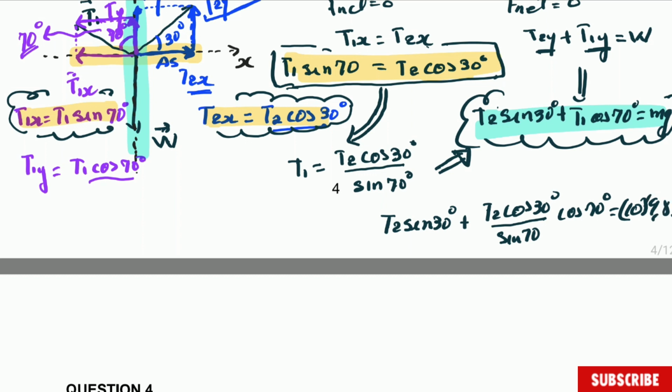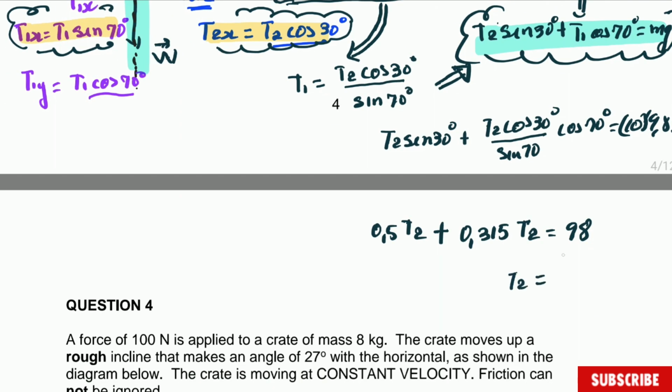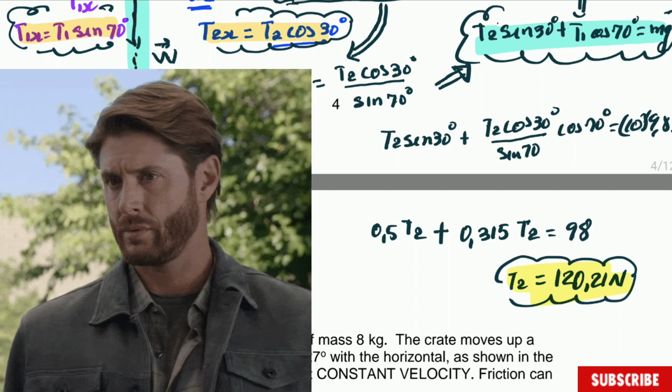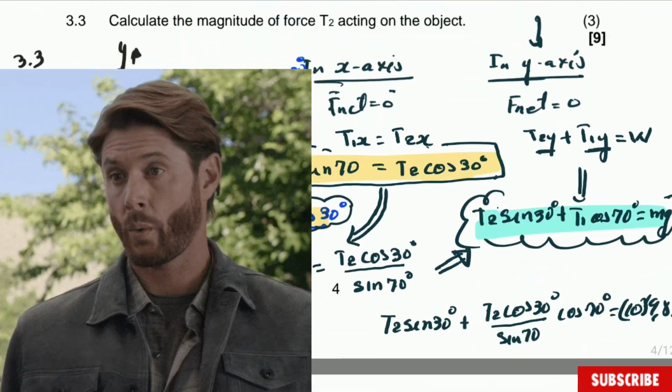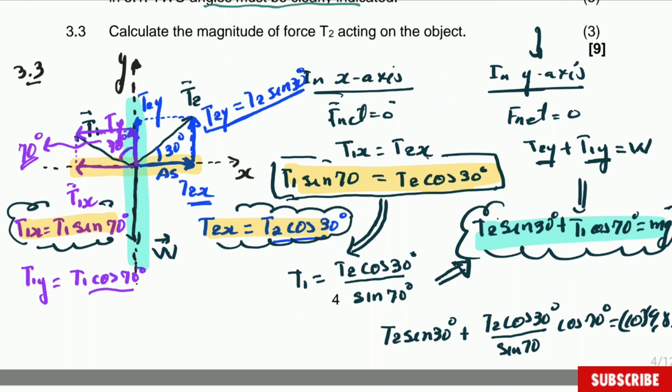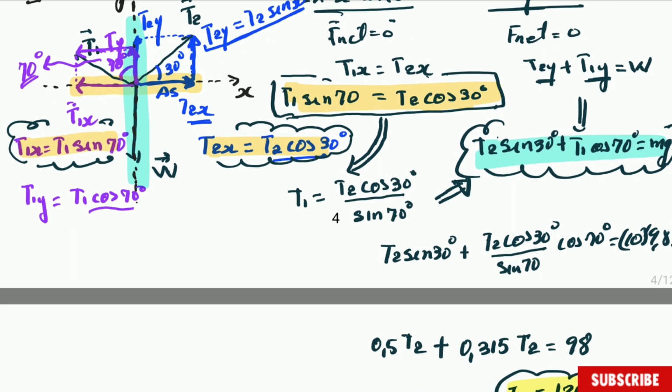This is the substitution. Now when you use your calculator, you'll get that the final answer is 120,21 Newton. Guys, this is the answer. This question was a little bit more tricky, a little more work, but not impossible to do. Please, you can rewind the video and watch this step by step. How did I solve 3.3? There are other options that may be easier, but this is what I like to do. So this one is question 3.3.